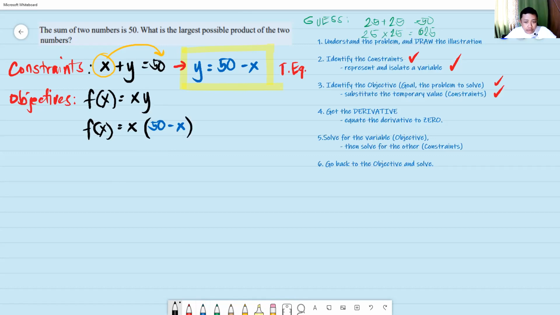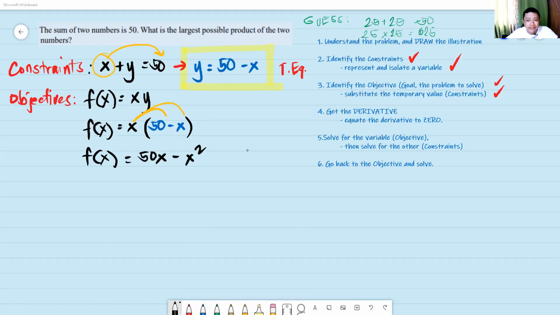Next, let's continue. Simplify. F of x will be equal to, let's distribute x to the terms. This will become 50x minus x squared. Can you follow? So we're done until there.